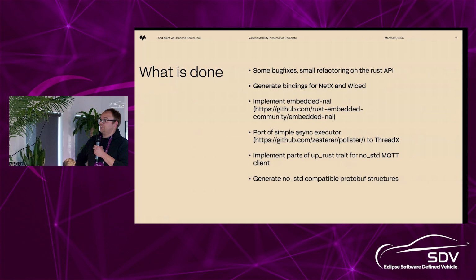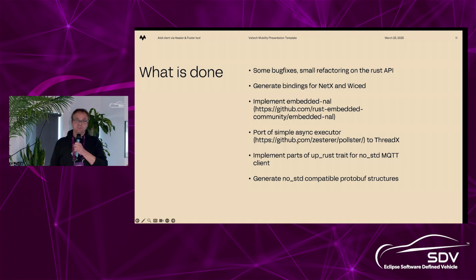We generated these bindings. There is a network abstraction layer which defines the traits, and an MQTT 5 client based on this. I've implemented this with these NetX bindings. I ported a very simple async executor. It's basically blocking a thread.